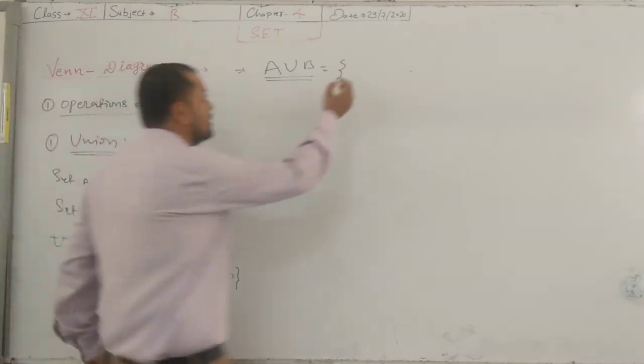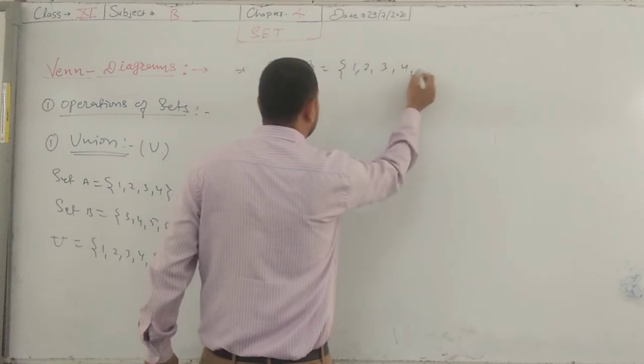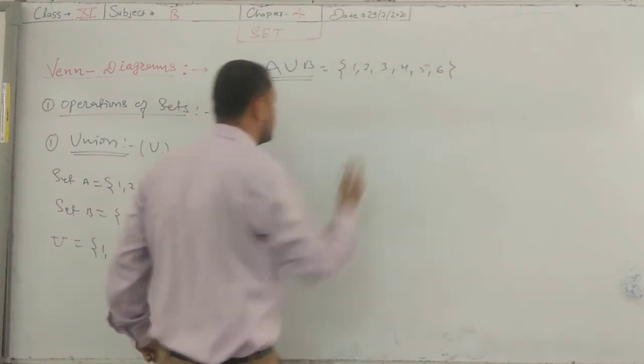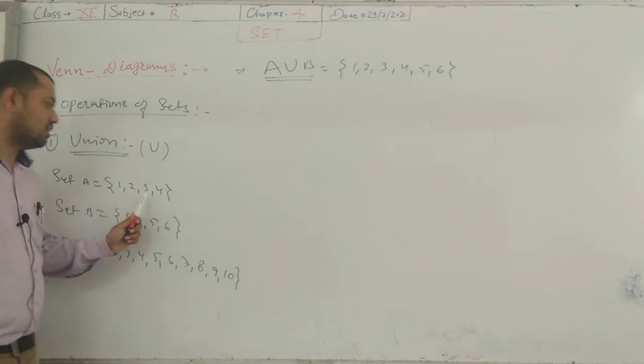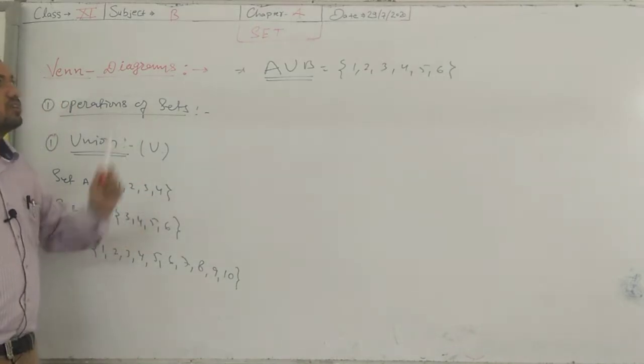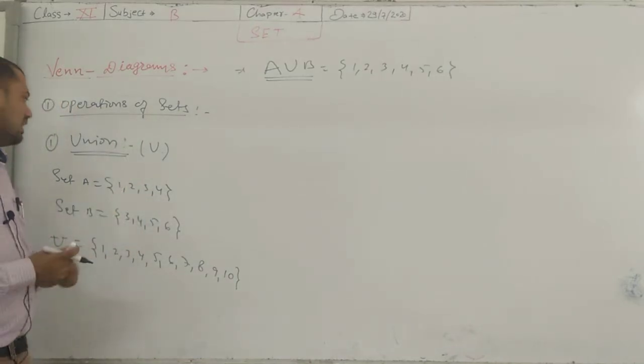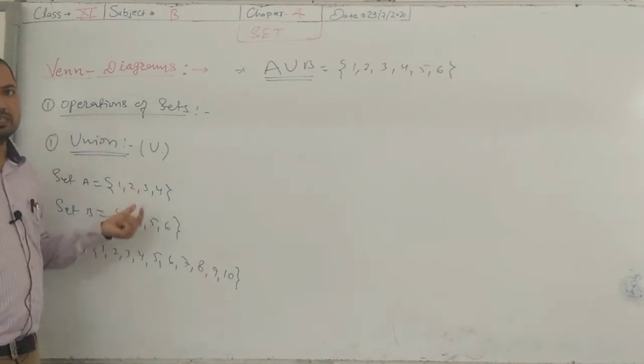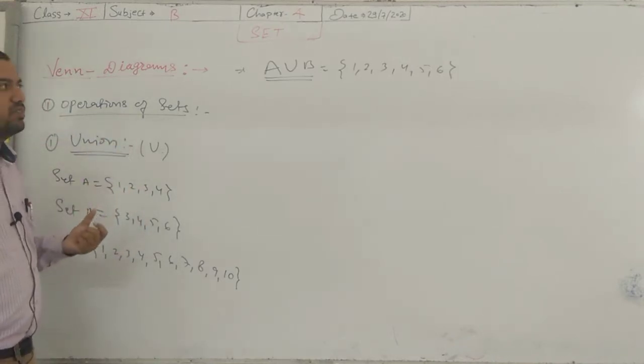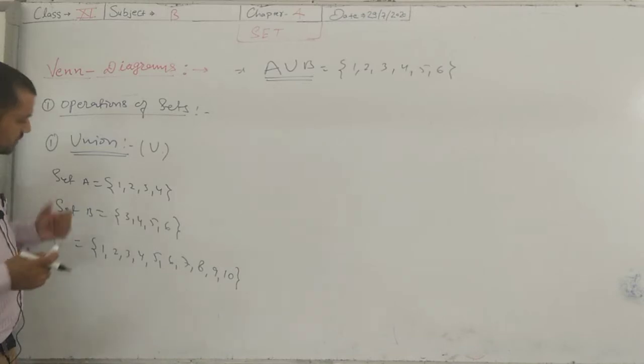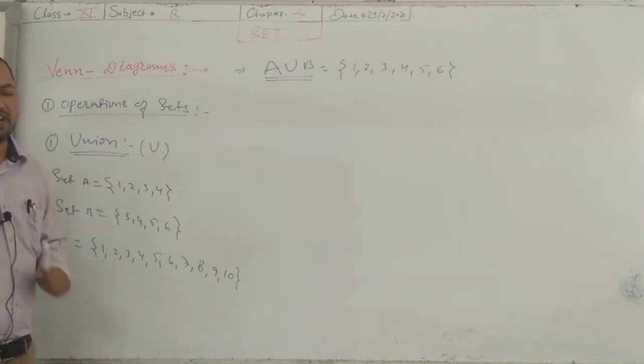We write here 1, 2, 3, 4, 5, 6. 3, 4 are present two times, so we write only a single time because repetition is not allowed. So that is the representation of union, containing the elements of set A as well as set B. That is the representation of union: 1, 2, 3, 4, 5, 6.